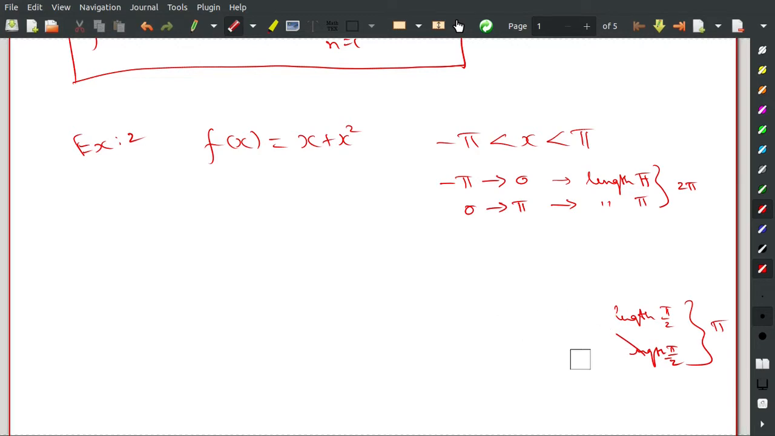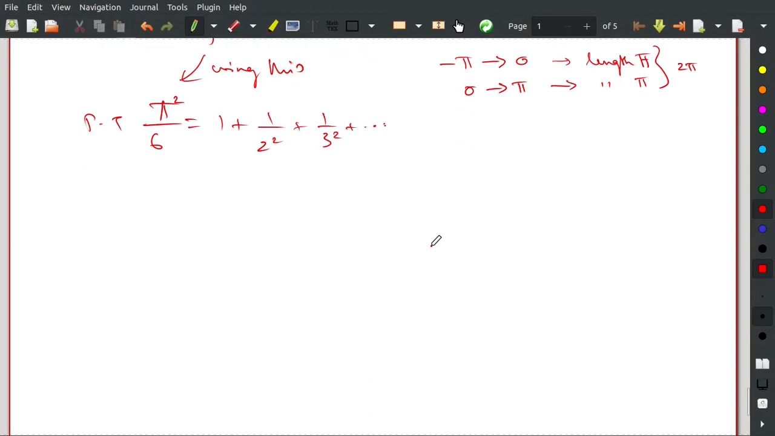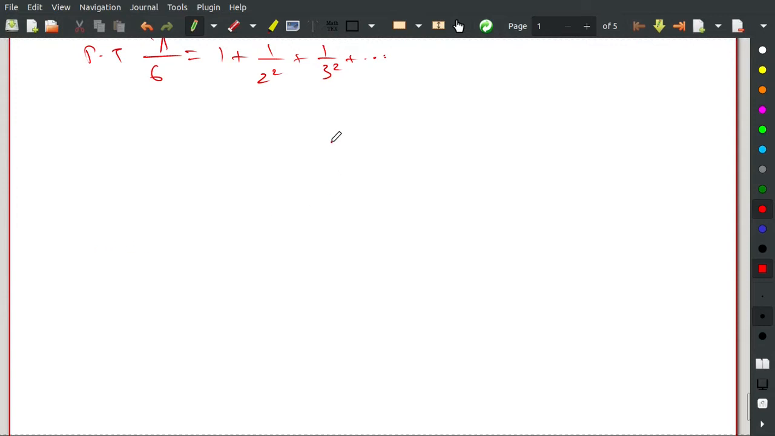And they also asked, using this formula, to prove that pi square by 6 equals 1 plus 1 by 2 square plus 1 by 3 square plus etc. Okay, I am not going to find the explicit a0, an, bn. You have to find them by yourself, as we have done earlier.